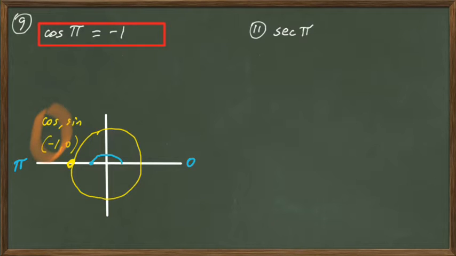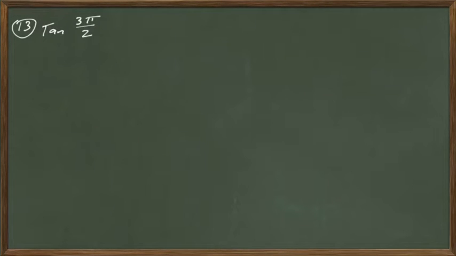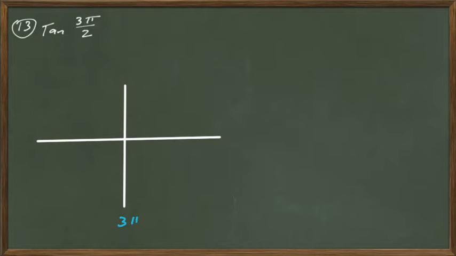Secant of pi. Secant is 1 over cosine. 1 over what was the cosine of pi that we just found? Cosine of pi would be -1. So the answer for 11, I think, would be -1. Now let's do another one like 13. 13 is tangent of 3 pi over 2. Where is 3 pi over 2? It better be at the bottom, right?